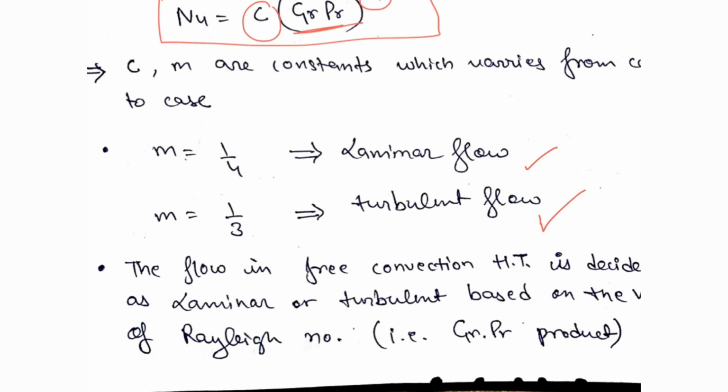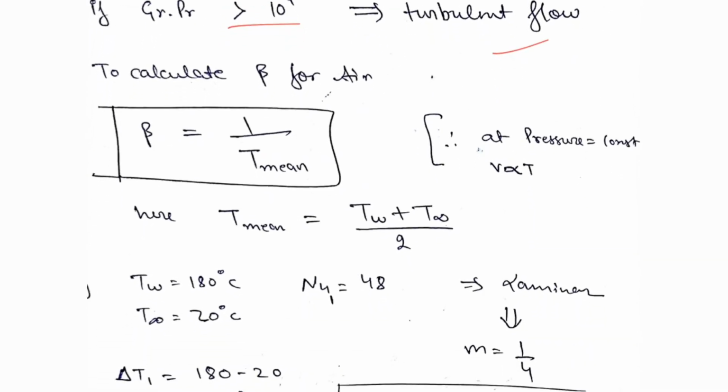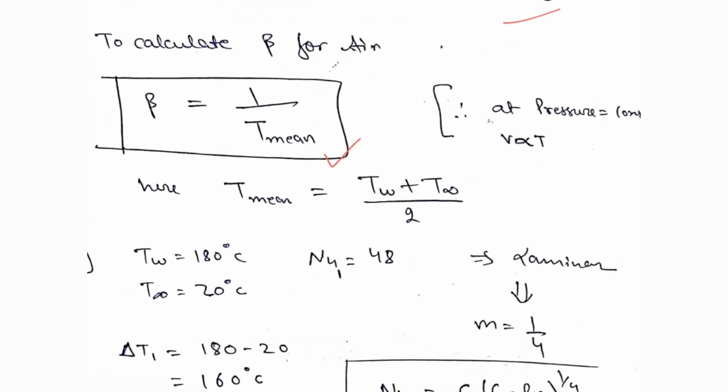What is laminar and what is turbulent is decided by Rayleigh number. Like in case of forced convection, laminar and turbulent are decided by Reynolds number, here laminar and turbulent are decided by Rayleigh number. Those values I have already told. Remember this. Rayleigh number less than 10 power 9 means laminar flow. Rayleigh number greater than 10 power 9 means turbulent flow. And beta can be written as 1 by T mean for ideal gas. T mean is nothing but the mean or average of plate temperature and the ambient.